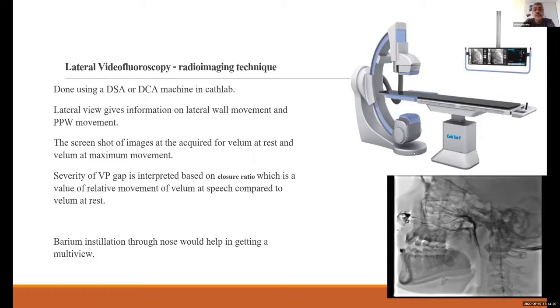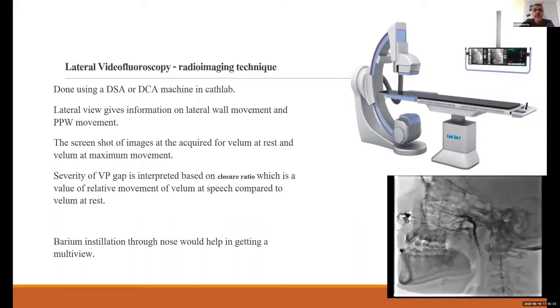And what we do here is a similar process to recording speech while you click the images, but the screenshot that we take will be one where we acquire the velum at rest, and when the velum is at its maximum movement, particularly when it is trying to express an oral pressure consonant. And here, like Karun Agarwal mentioned to us earlier, one of the advantages of doing a lateral video fluoroscopy is that we can measure the deficiency. That is expressed as a closure ratio. If the soft palate can go and touch against the posterior pharyngeal wall, the closure ratio is 1. If it doesn't move at all, it is 0. And you can have in between 0 and 1 as the closure ratio when you have a velopharyngeal dysfunction.